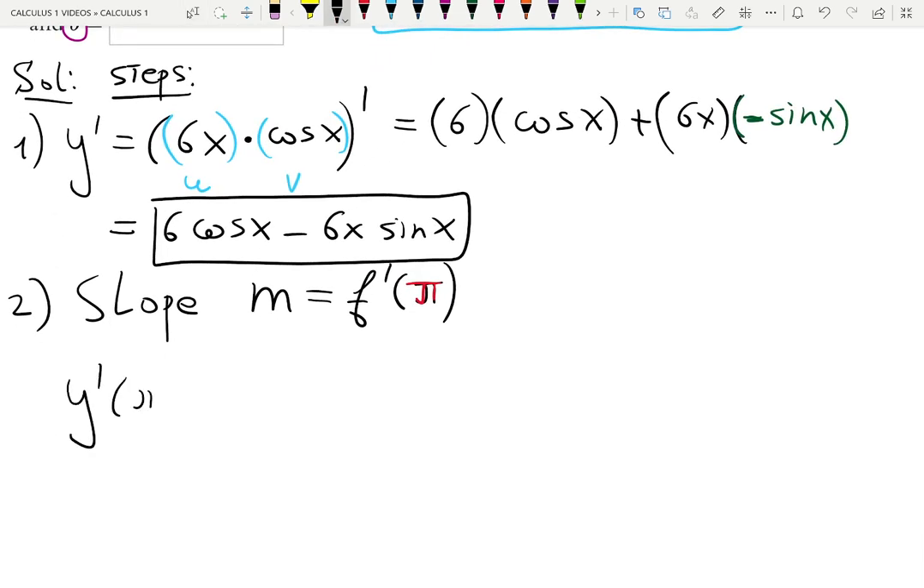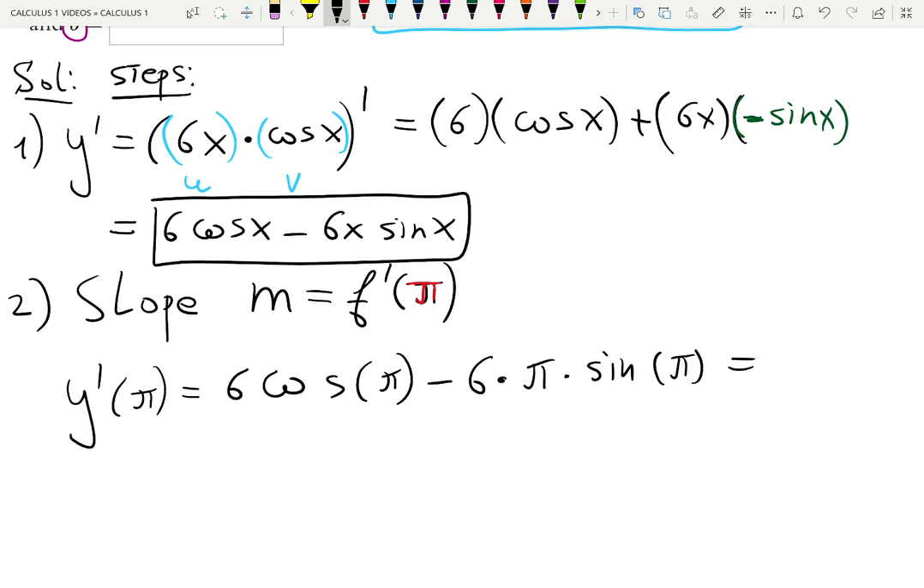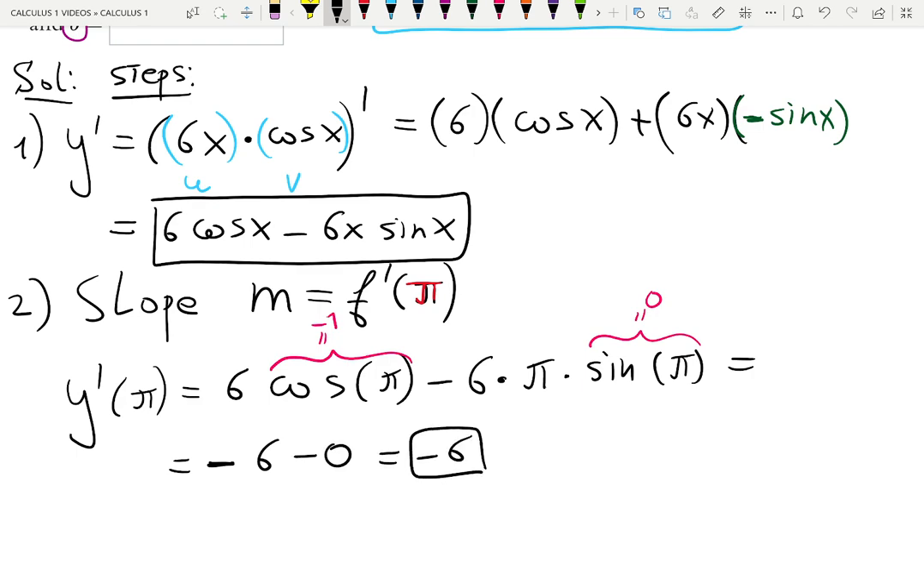Y prime at pi will be 6 cosine of pi minus 6 times pi times sine of pi. Cosine of 0 is 1, but cosine of pi is negative 1, so it's going to be negative 6. Let me write it down for you. Negative 1. Sine of pi is 0, so the second term is not important. I can write down minus 0 for you, and the answer is negative 6.